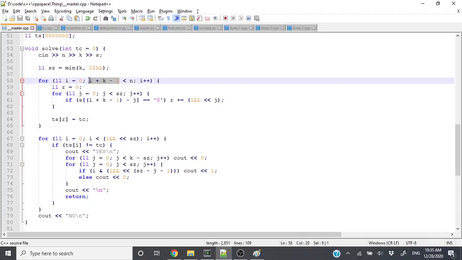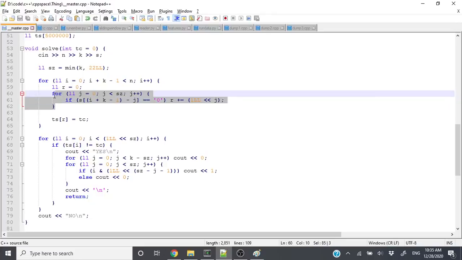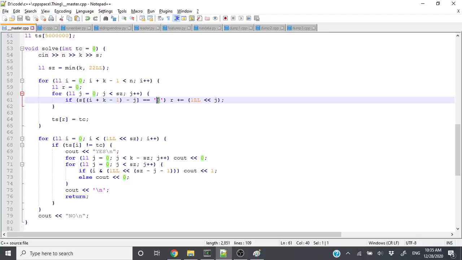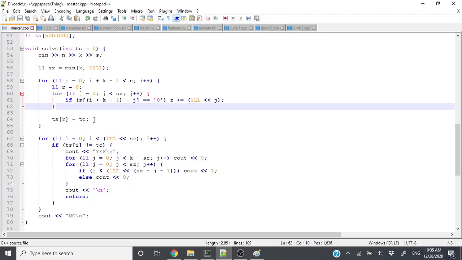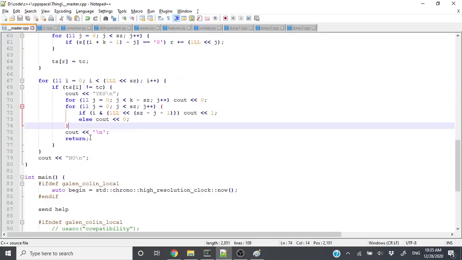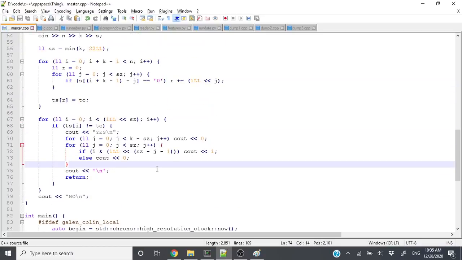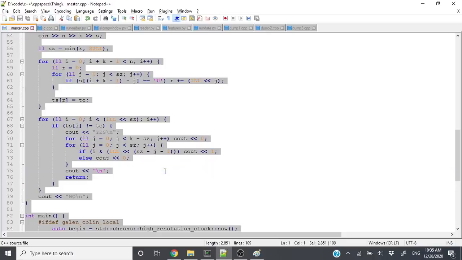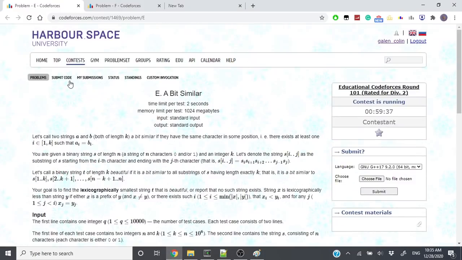So again, we're looking through every substring, making sure it's within the bounds. Then we construct the number from the complement of the string and mark it as visited. Let me go through all the possibilities. If we find something, we just print it in binary. Okay.